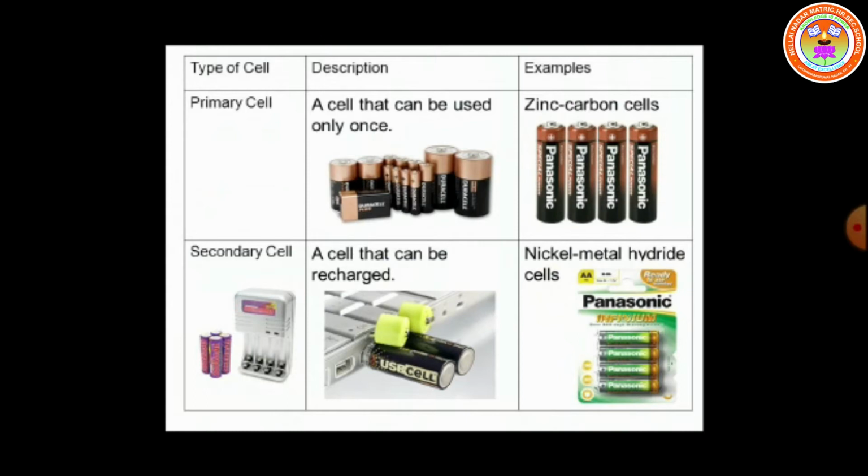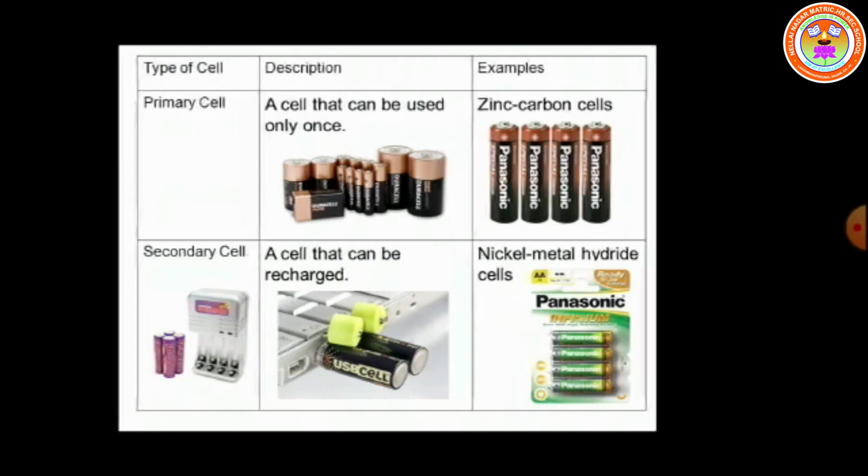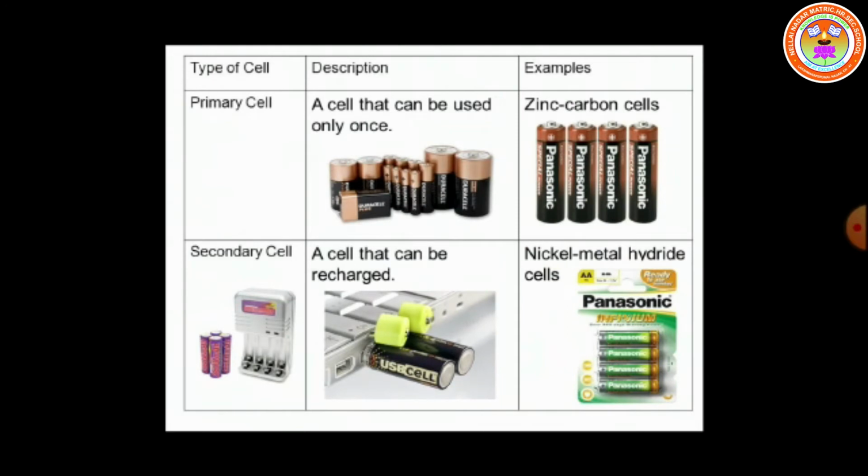Based on their type, they are classified into two types, namely primary cell and secondary cell, which I told you just now, students. Cells can be classified into primary cell and secondary cell based on their usage.